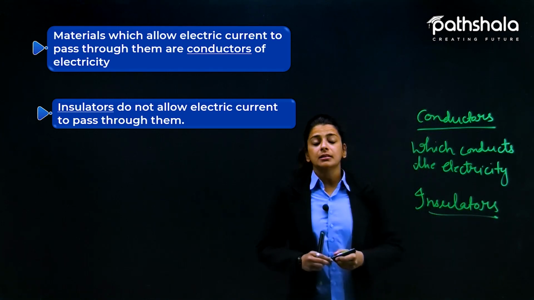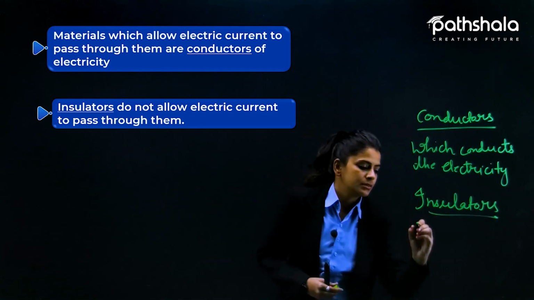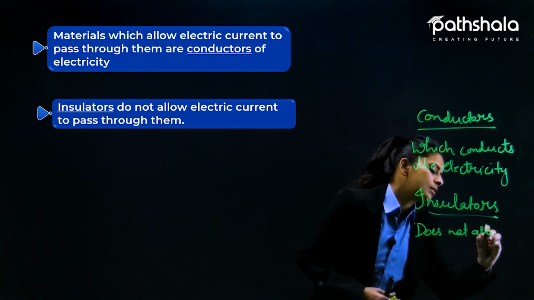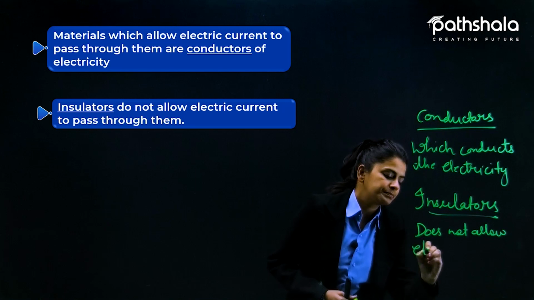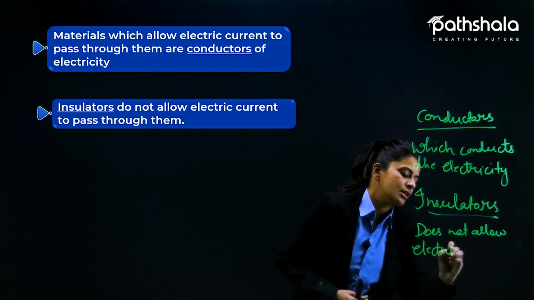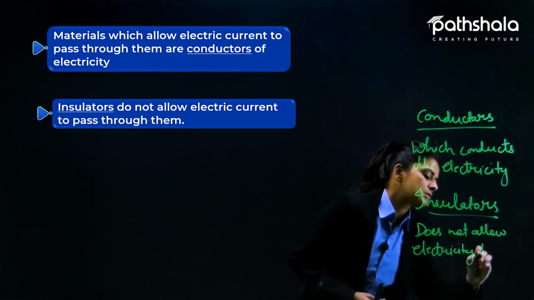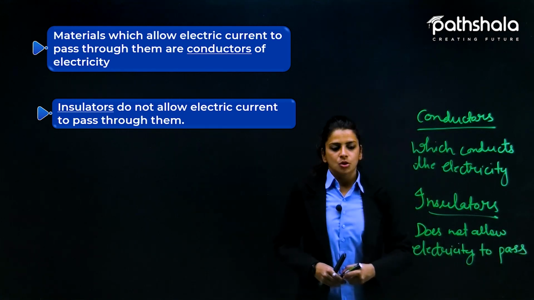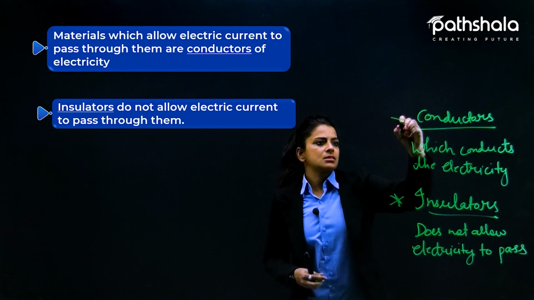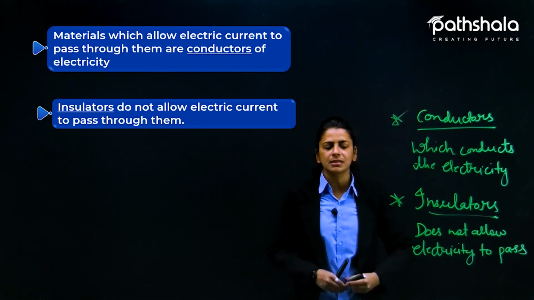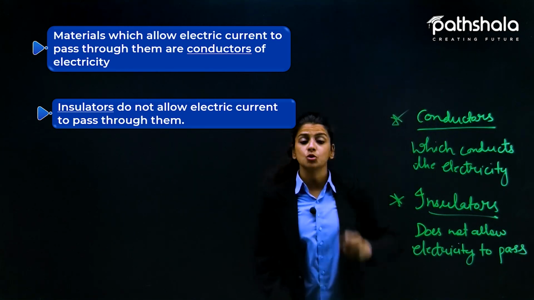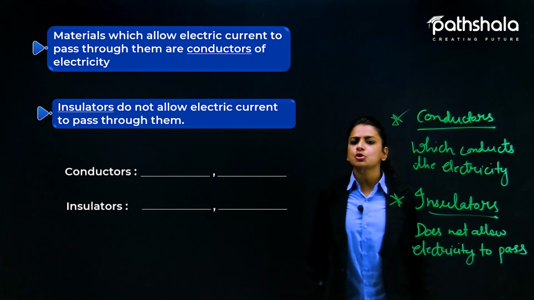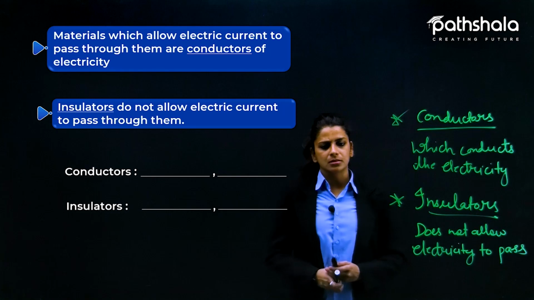Here it doesn't allow the electricity to pass, does not allow electricity to pass. इसको नहीं पसंद आता कि मेरे पास से इलेक्ट्रिसिटी जाए, सो ये कहता है कि नहीं, प्लीज मत जाओ मेरे पास से. So insulators does not pass electricity, whereas conductors do pass, and we have seen the examples also. So now can you name two conductors and two insulators?